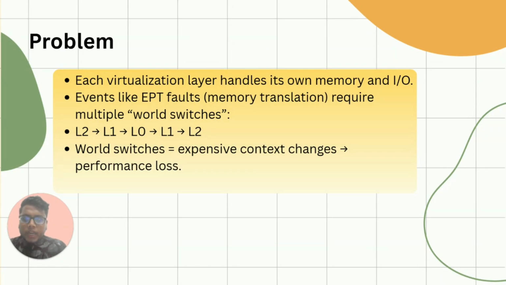With the problem part, each world switch takes about a microsecond. So 30% or more of the CPU time just goes off into switching overhead. For example, handling a single EPT fault takes 6 world switches instead of 2, and multiply that by thousands of faults during boot time and the nested VM crawls.